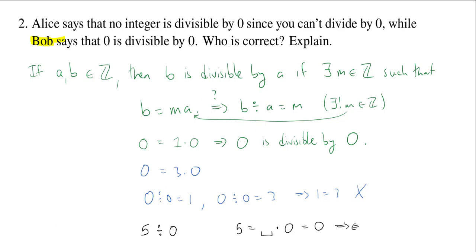So, in a certain sense, Alice is definitely correct. You cannot divide by zero, and here's why. But when it comes down to what it means to be divisible, there we have a specific definition, and in that case, Bob is correct.